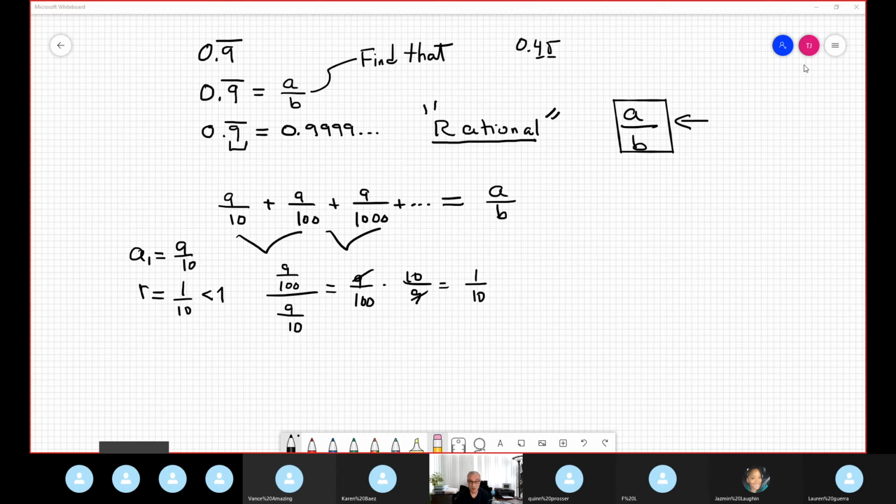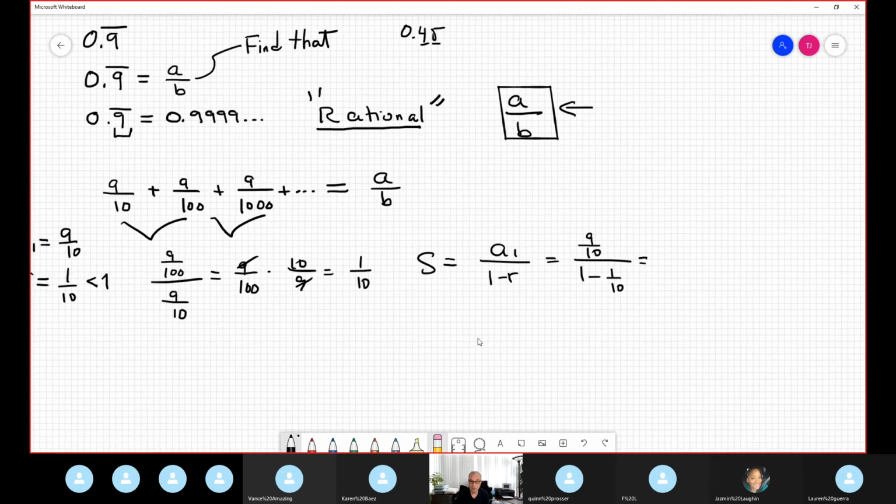Let's do it. What formula do we use? A1 is 9 over 10, and the common ratio is 1 over 10. So 9 over 10 divided by, this is 10 over 10 minus 1 over 10, which is 9 over 10. Wow, look at that. 9 over 10 divided by 9 over 10 equals 1.